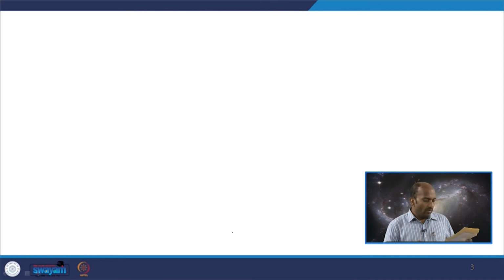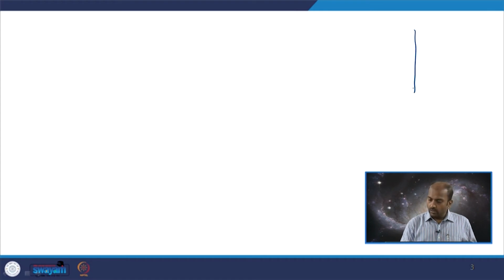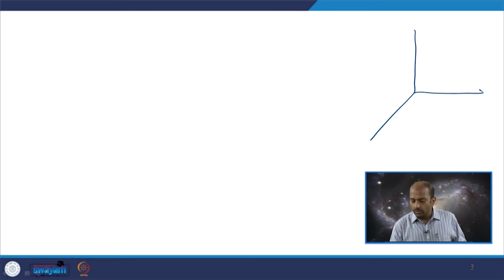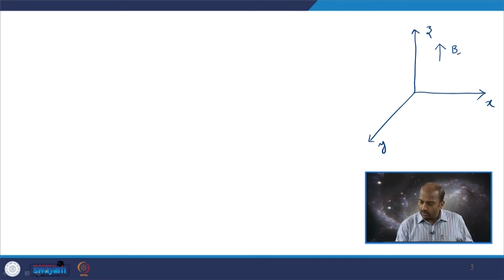Now, for this example, we will consider a magnetic field in this particular geometry. This is the coordinate system that we take, let us say x, y and z. The magnetic field is in this direction, so this magnetic field is Bz. The magnetic field is written as 0, 0, Bz. So the magnetic field has only one component.